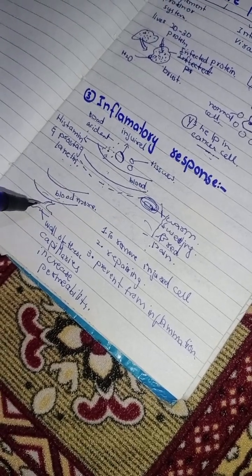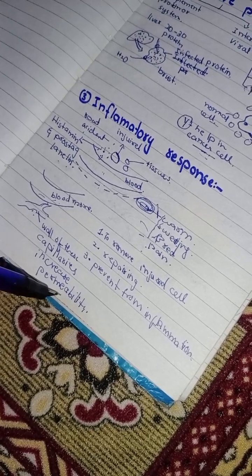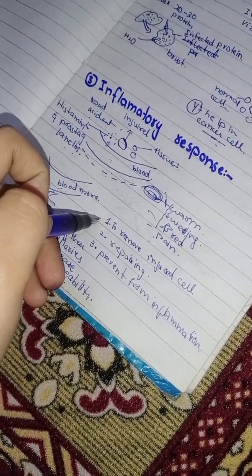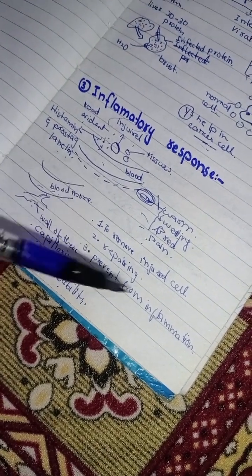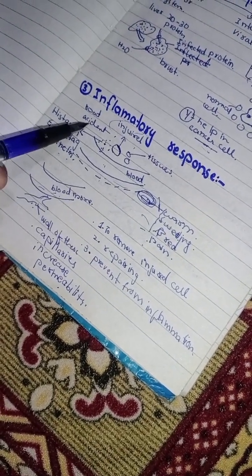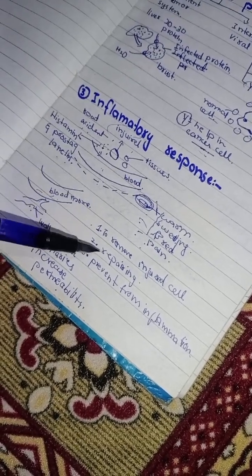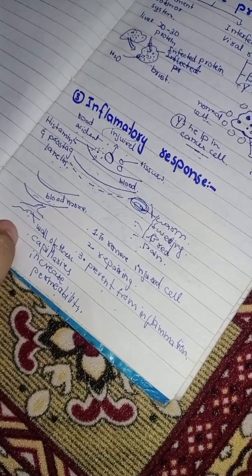Here we have the capillaries. The wall of the capillaries will increase the permeability. Okay, why? Because to remove the injured cells, repairing will start if you got the road accident. So these things will happen, and after some time it will repair, then it prevents inflammation. So got it.